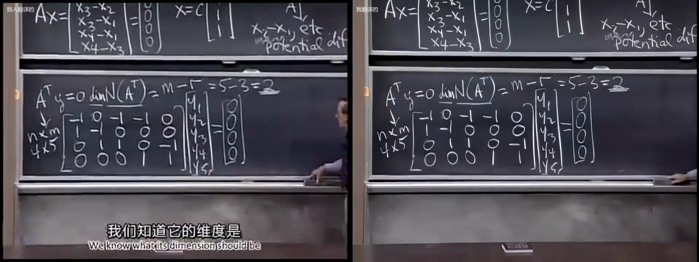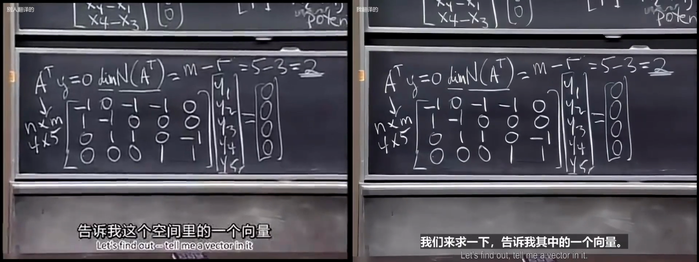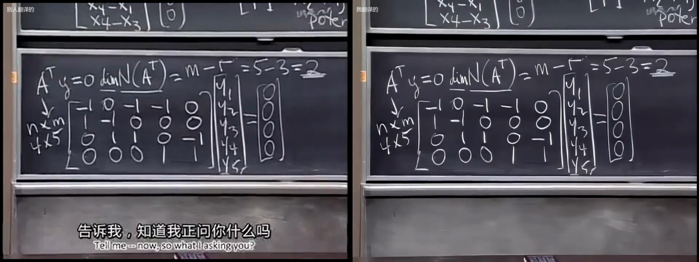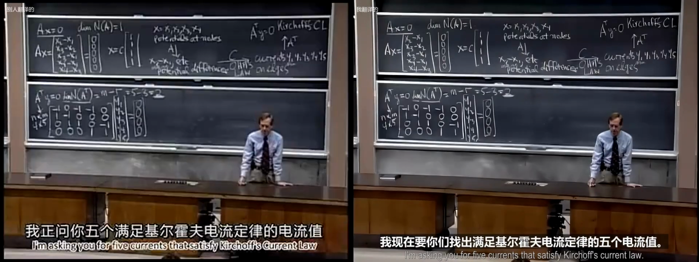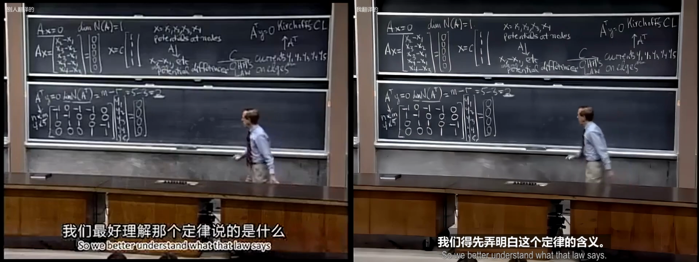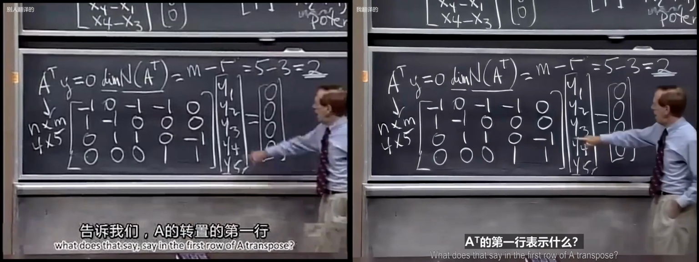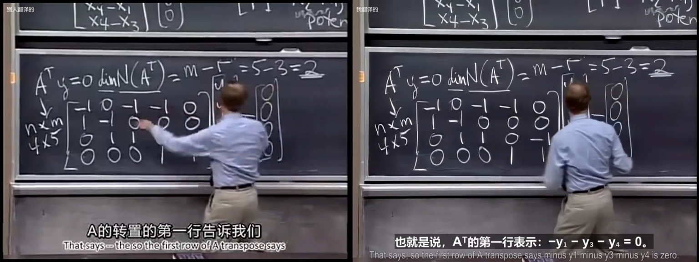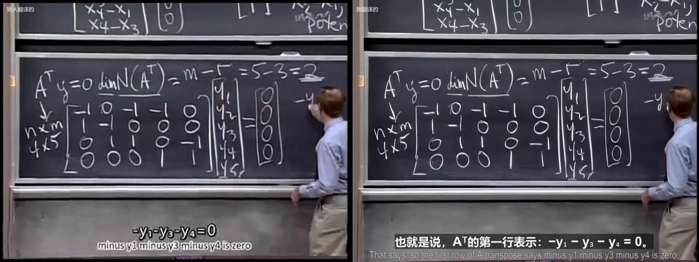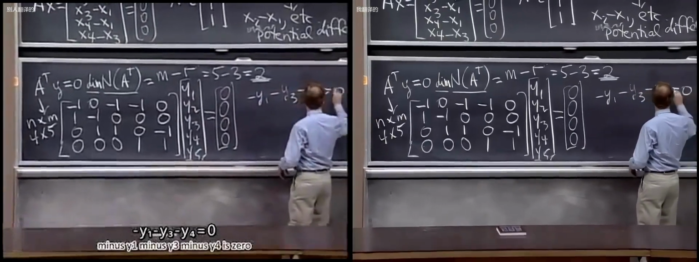Null space of A transpose. We know what its dimension should be. Let's find out. Tell me a vector in it. So what am I asking you? I'm asking you for 5 currents that satisfy Kirchhoff's current law. So we better understand what that law says. That law, A transpose y equals 0. What does that say? The first row of A transpose says minus y1 minus y3 minus y4 is 0.